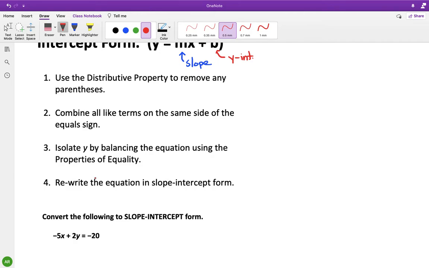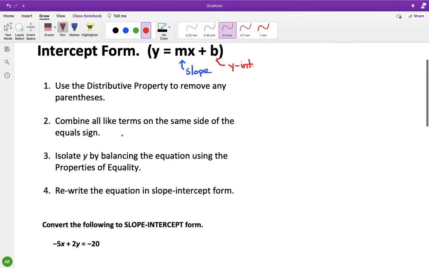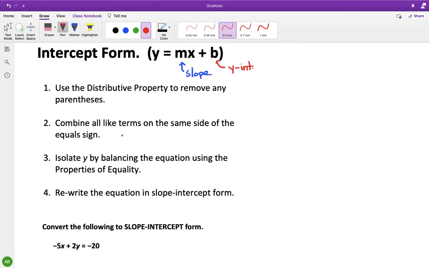All right, step 3 changes a little bit because now we're not trying to isolate the x variable as we normally do, because when you're graphing a line, you need both the x and y variable in the equation. So we have to essentially move everything away from the y. That's what this word isolate means, so we want to get it by itself. So we're going to isolate the y by balancing the equation using properties of equality. Properties of equality is a fancy way of saying inverse operations.